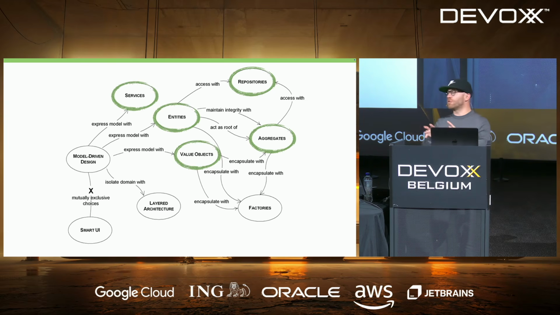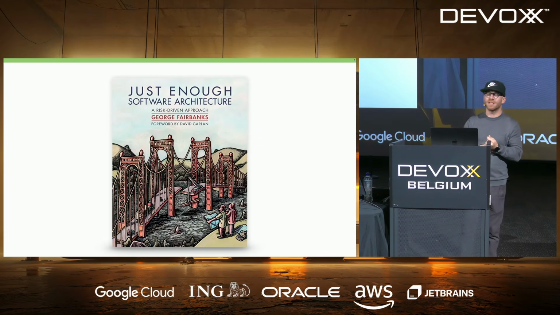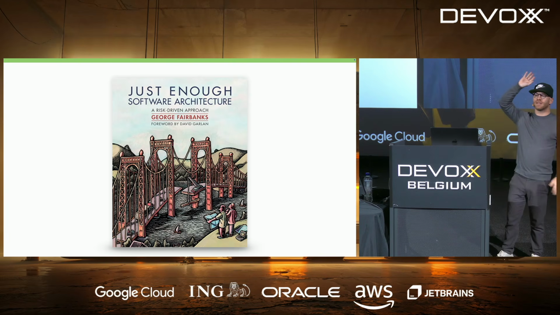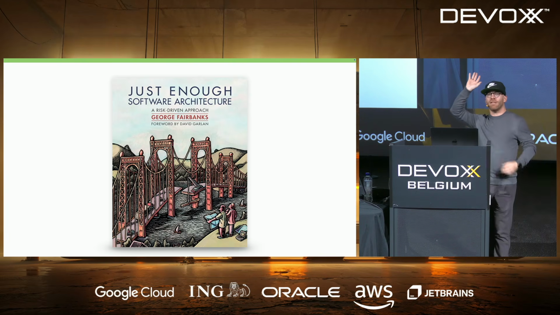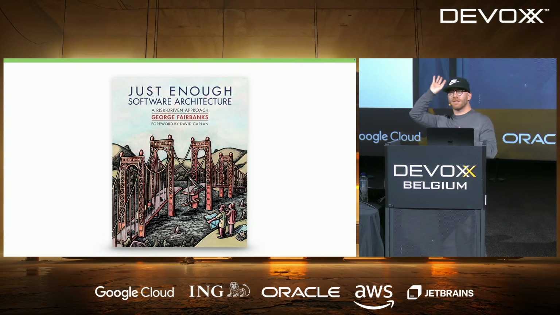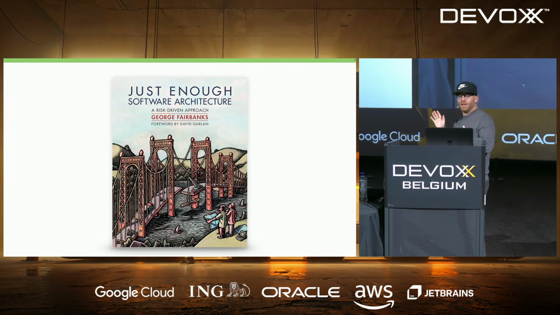The question of how to translate these kinds of concepts into code is the topic of chapter 10 of this book. Who has heard of George Fairbanks' Just Enough Software Architecture before? It's, I think, one of the most underrated software architecture books out there. I discovered it through Simon Brown in his Software Architecture for Developers books and talks. And the chapter 10 is titled, I think, Bridging the Model-Code Gap.